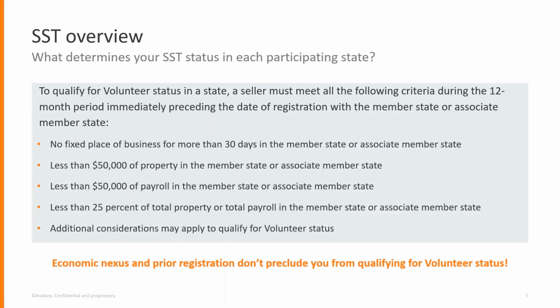And these are what they consider the requirements to be a volunteer remitter. So if you're a volunteer remitter, meaning you don't have a fixed place of business, you don't have more than $50,000 worth of property or payroll, and less than 25% of total property is in one of those 24 states, that means you can then be a volunteer remitter, where at no cost we'll file and remit the sales taxes for you.